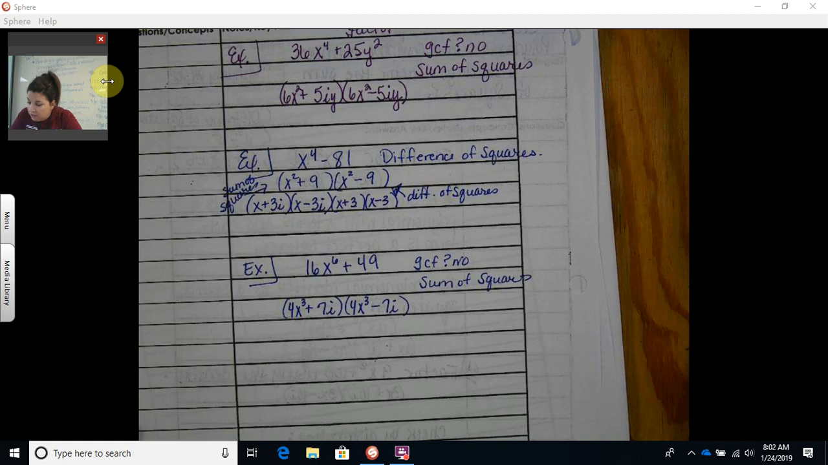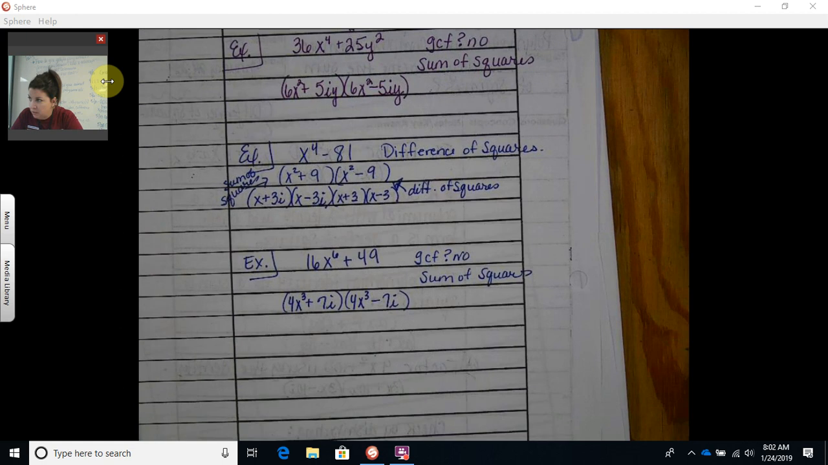On the first one, is that a sum of squares? Is it a sum of cubes? What about the second one? Is that a difference of cubes or squares? No. Is there anything else we can do? No. That's it. Y'all got it? All right, that's all there is to it.